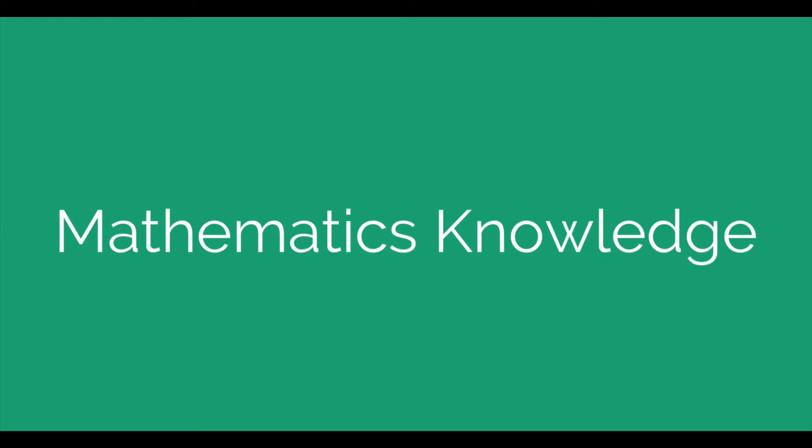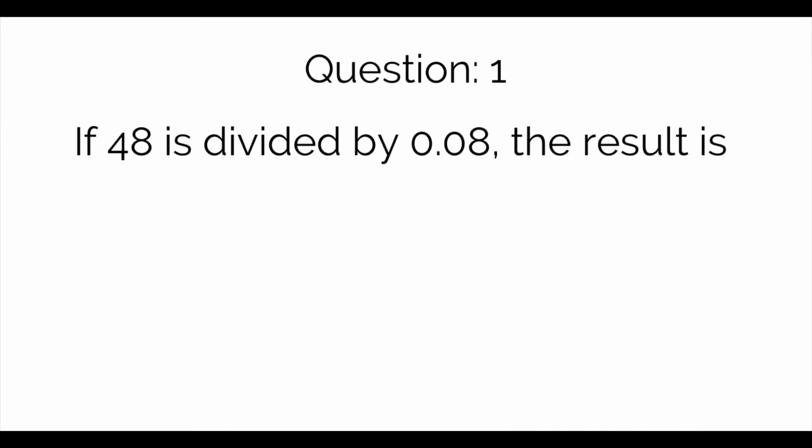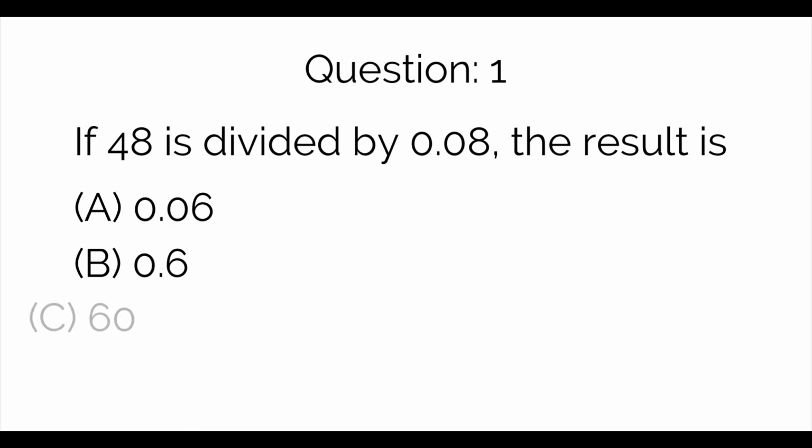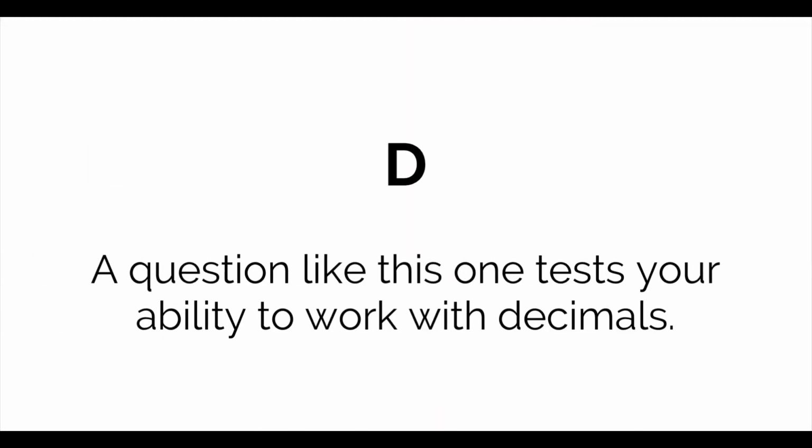Mathematics knowledge. Question 1. If 48 is divided by 0.08, the result is A. 0.06, B. 0.6, C. 60, or D. 600. Pause the video and try to solve this one. The correct answer is D.